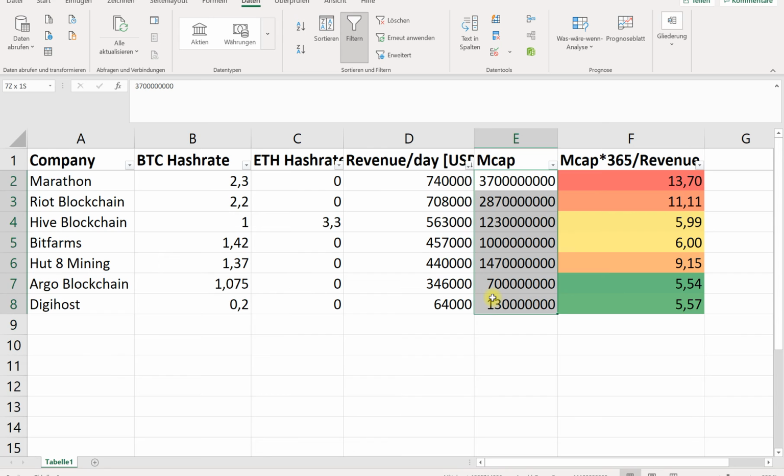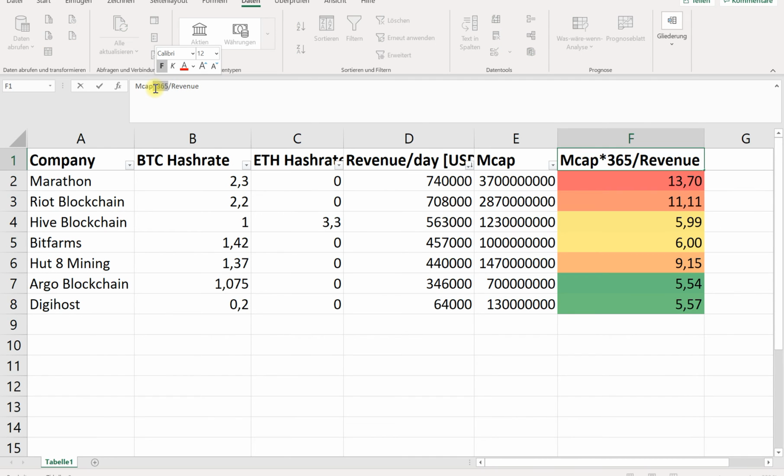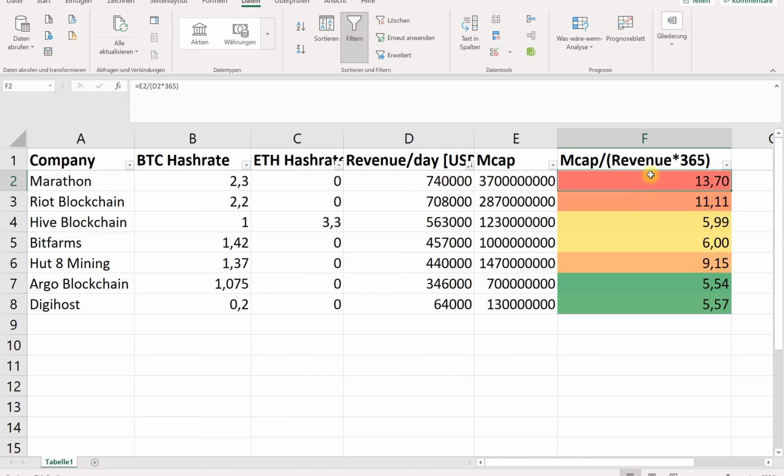So if we add the market caps here: Mara 3.7 billion, Riot 2.9 billion, Hive 1.2 billion, Bitfarms 1 billion, Hut 8 close to 1.5 billion, Argo 700 million, and Digihost 130 million. We have to multiply the revenue. I think the formula is correct, but that was written wrong here. I changed it a little bit. We want to multiply the daily revenue by 365 for one year. So that makes more sense. We get Mara here with 13.7.